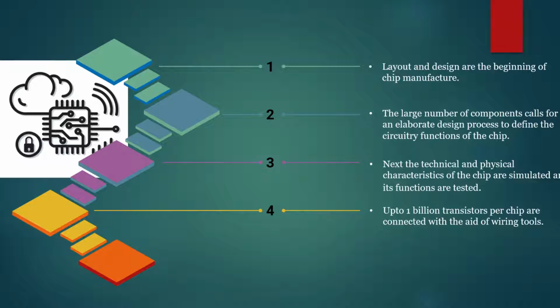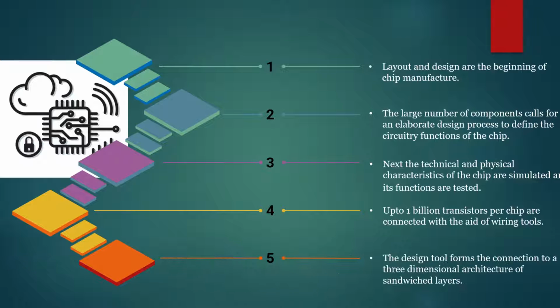Up to 1 billion transistors, like the one we saw before, per gigabit chip are connected with the aid of wiring tools. The design tool forms a connection to a three-dimensional architecture of sandwich layers. The wires are sandwiched in the board.